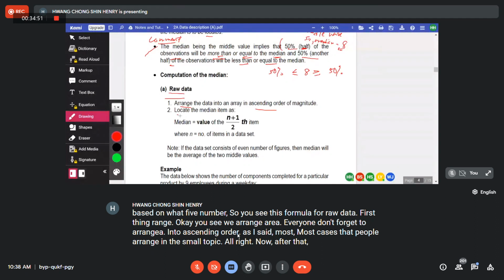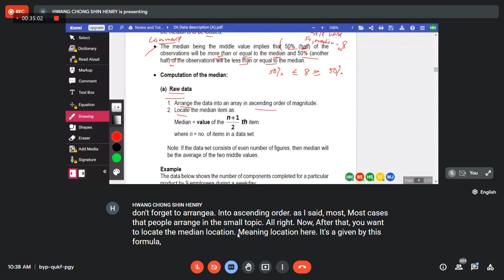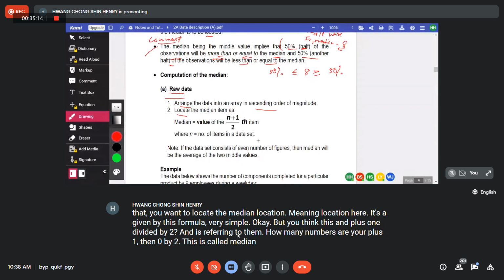After that, you want to locate the median location. The median location is given by this formula. Very simple. You take n plus 1 divided by 2. N is referring to how many numbers. You add 1, then divide by 2. This is called the median location, the location of the median.